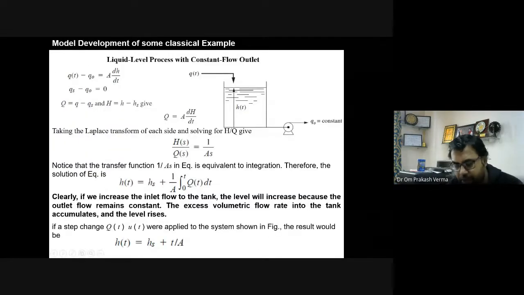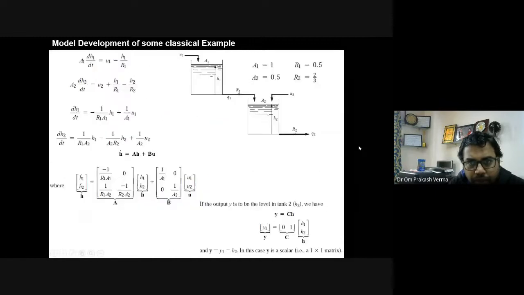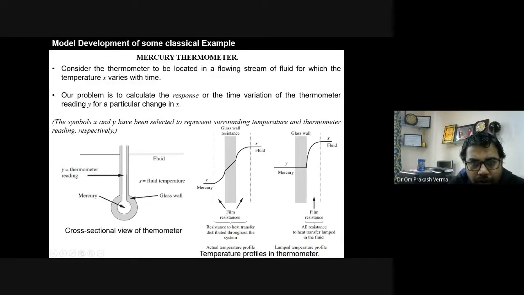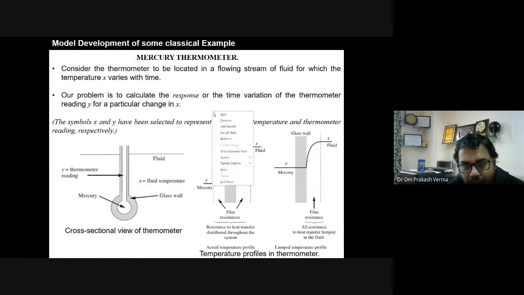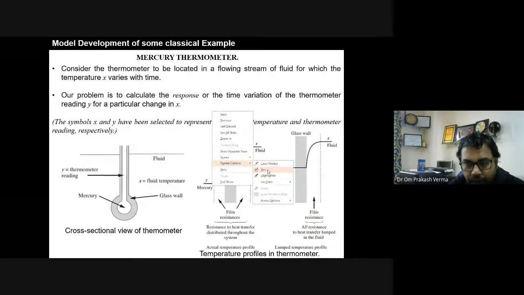Okay, so we have already discussed the model development of the liquid level process with constant flow outlet. Now, in today's class, we are going to develop the model for the mercury thermometer. In fact, you can see the mercury thermometer modeling in two ways. The first way is the lumped parameter model. The other is the distributed parameter model.